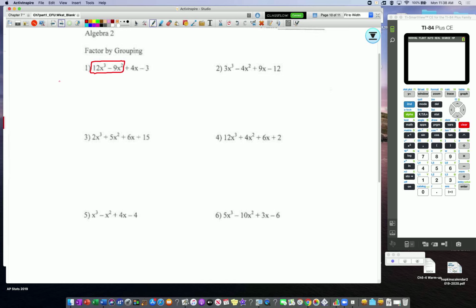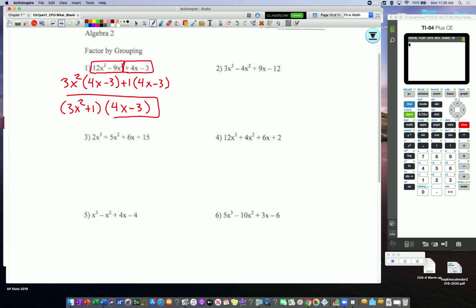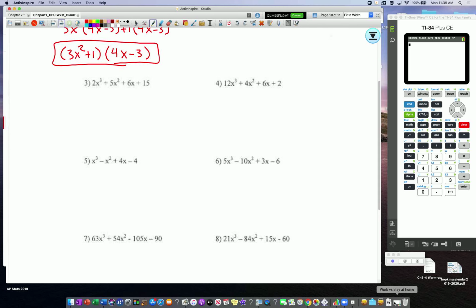12 and 9, they share a 3, x squared. So that leaves me 4x minus 3. 4x minus 3, they only share a 1 in common. I can rewrite that as such. So combine my outside, 3x squared plus 1 sets of 4x minus 3. Again, if I FOIL this out, it should equal it. Trust me, it does. All right, next one.